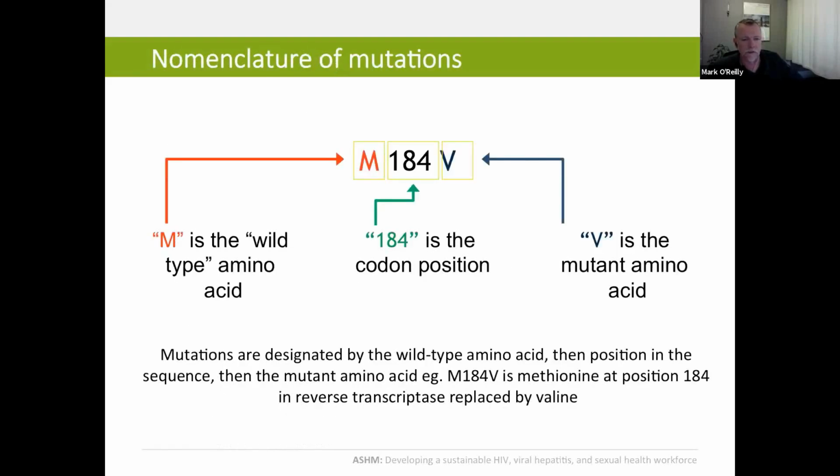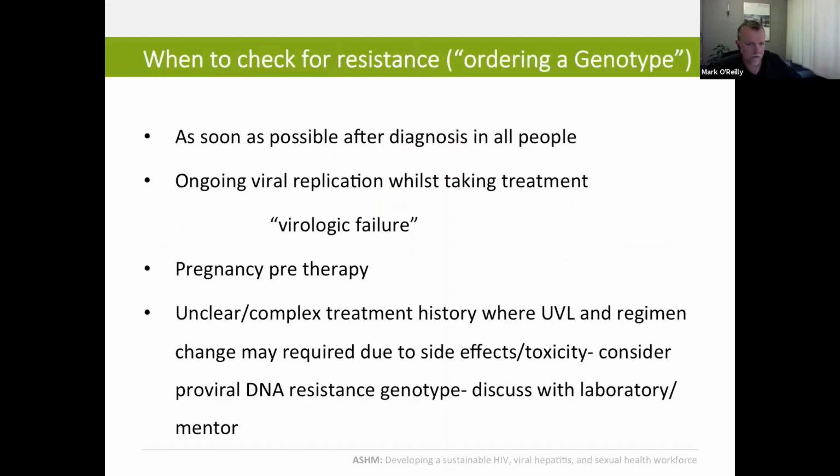Just a little bit of nomenclature about resistance mutations. The mutations are designated by the wild-type amino acid, the position within the sequence, and then the new amino acid. The M184V mutation, which is a common RT resistance mutation, would mean that methionine at position 184 in the reverse transcriptase is replaced by valine. So that's just where the nomenclature comes from.